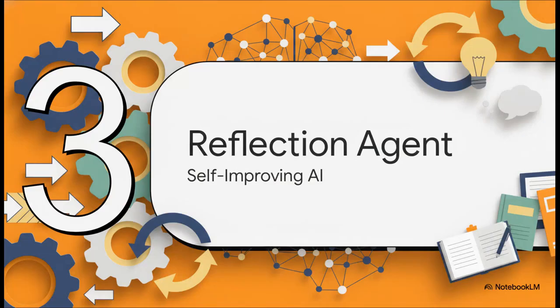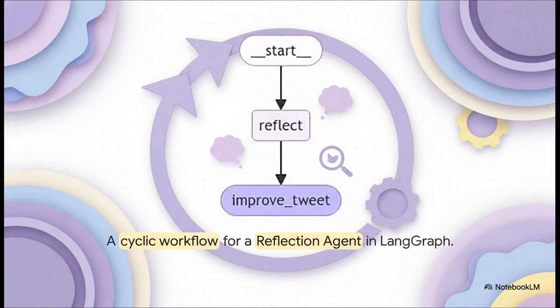Section 3. Building a reflection agent. Let's see this in practice. Now, this setup brilliantly illustrates these concepts in action. Notice exactly how this cyclic workflow is structured. A start node kicks off the whole process, then an edge routes the state straight down to a reflect node. This is where the magic happens. The agent actually pauses to analyze its own output and critique it. After that, another edge routes it right down to an improved node. It's just a perfect, clear visualization of a looping workflow.